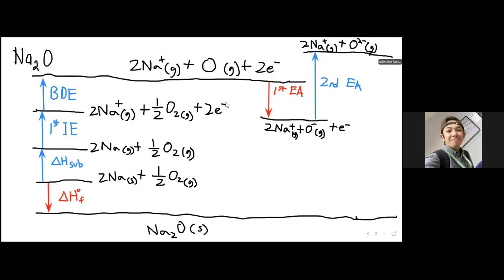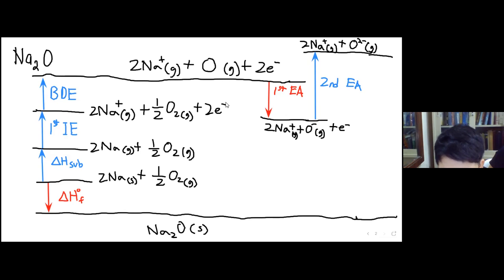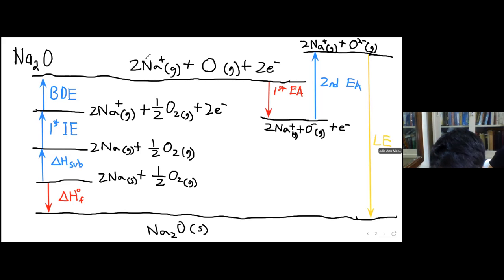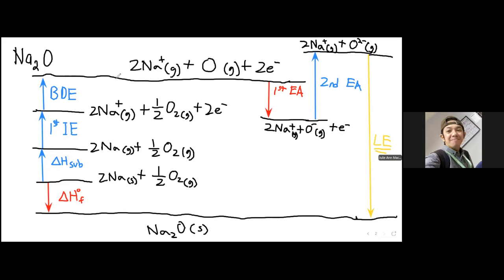So what is the reason again why the second EA is endothermic? O2 minus, the most stable form of oxygen. Okay, good. So what we want, from O negative, is a more stable form of the oxide ion. So we need to input energy. So it's endothermic. Right, so we've reached the lattice energy part.